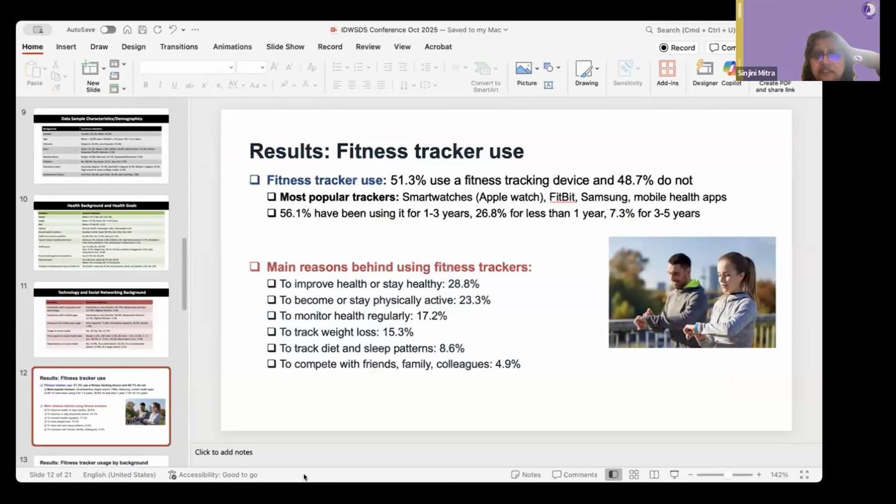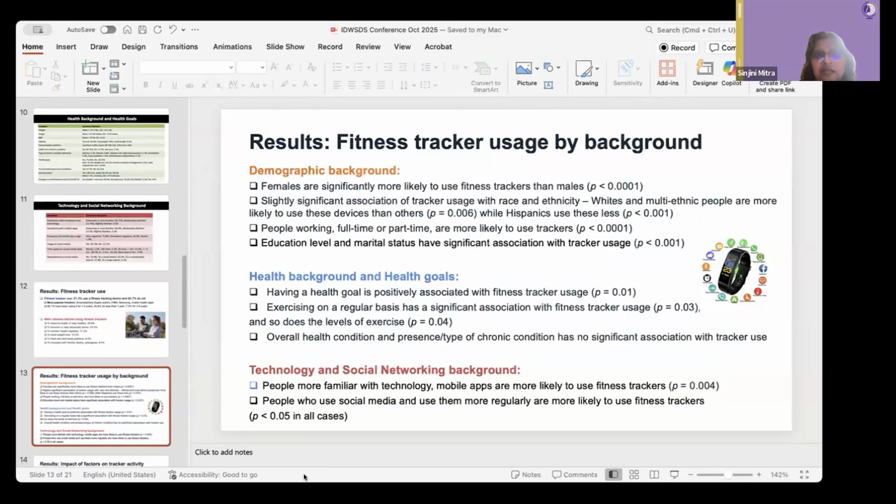And these are some of the main reasons for fitness tracker usage. So obviously to improve health, stay healthy, to become or stay physically active, monitor your health, to track your diet and sleep patterns, or to compete with friends, family, and colleagues. And then some of the results that we found: obviously we found that female students are more likely to use them. There was some association of tracker usage with race and ethnicity. Also, people who had health goals and who were more conscious about maintaining a healthy lifestyle were more likely to use them. Some of them are not surprising findings, but it was good that our data supported some of the things that we thought.